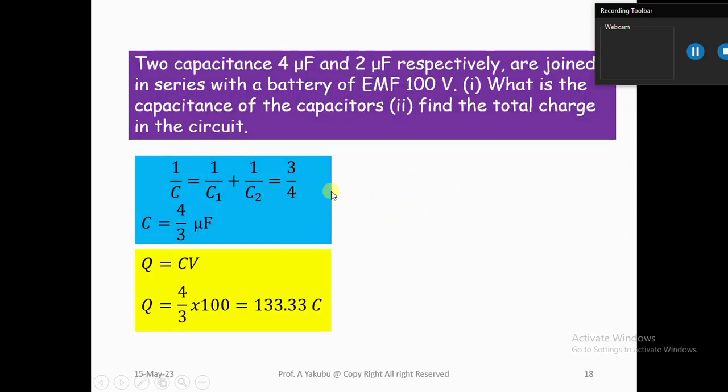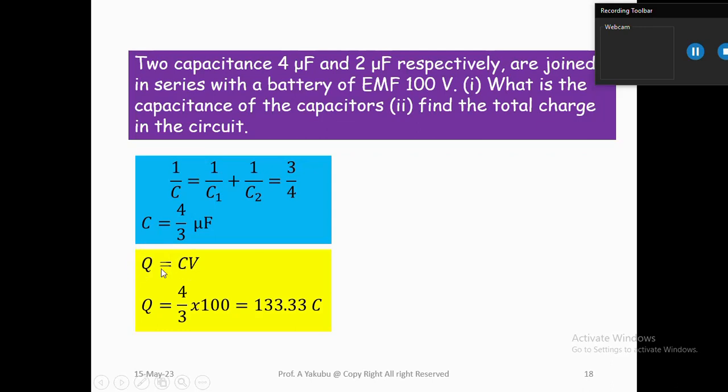Now another question. Two capacitors of 4 microfarad and 2 microfarad respectively are joined in series with a battery of EMF 100 volt. What is the capacitance of the circuit? Find the total charge in the circuit. The capacitors are in series, so 1 over c is equal to 1 over c1 plus 1 over c2, which is 1 over 4 plus 1 over 2. The LCM is 4, giving 3 over 4. Therefore c is 4 over 3 microfarad.